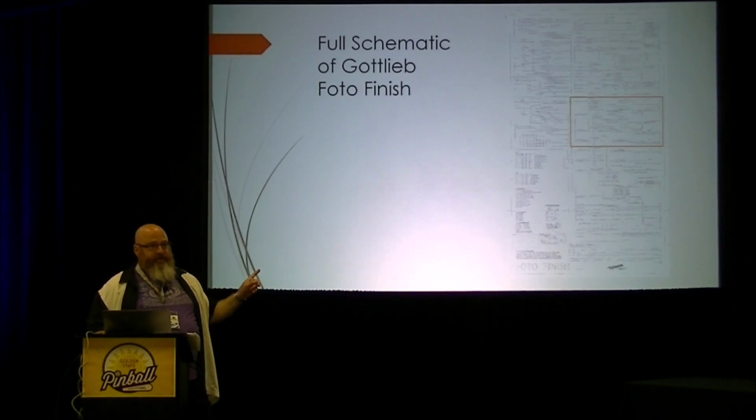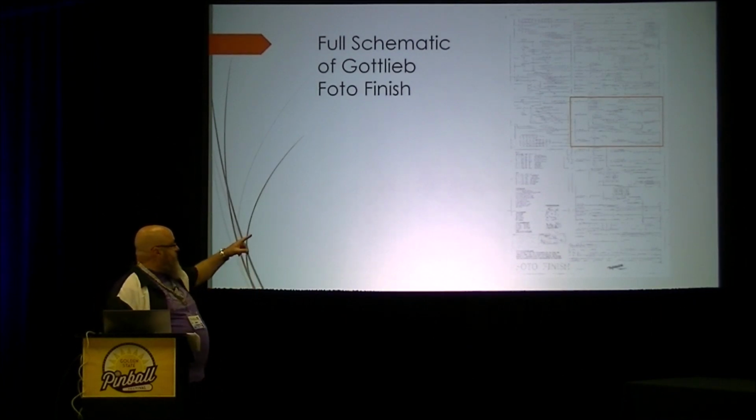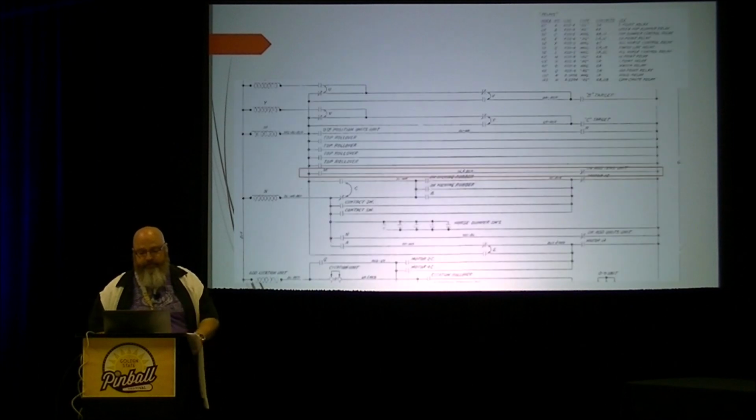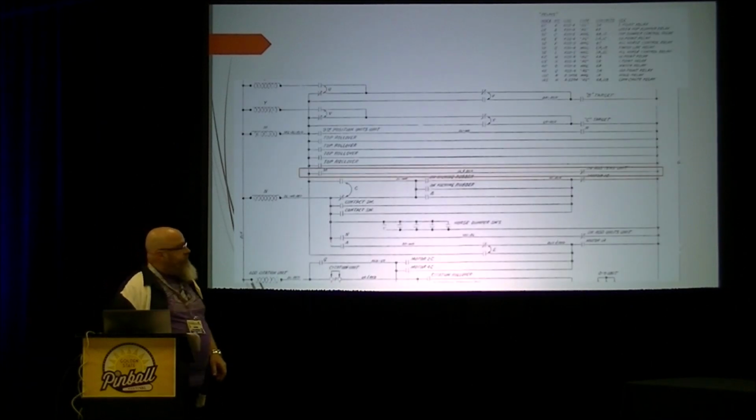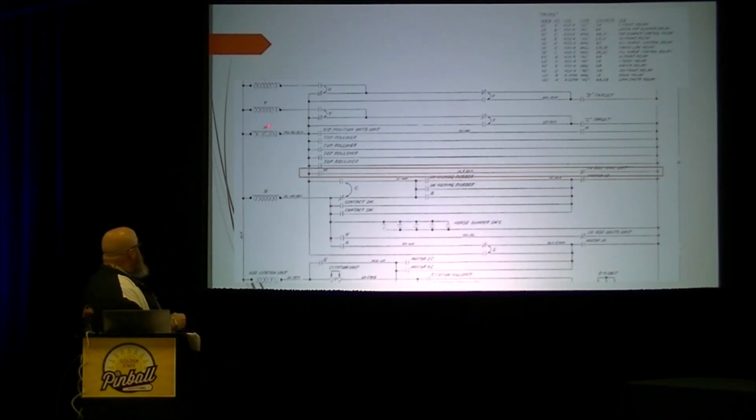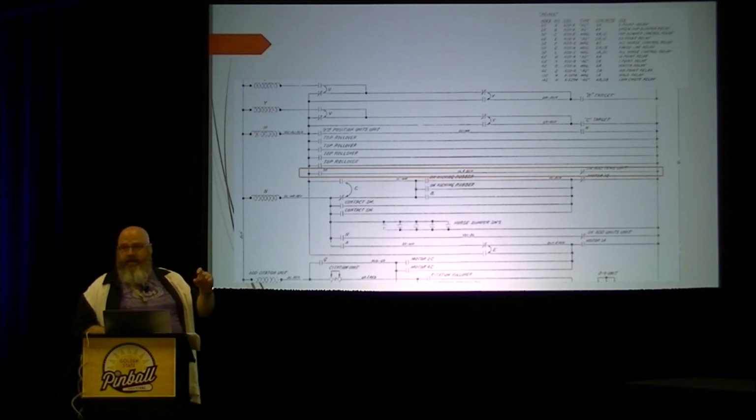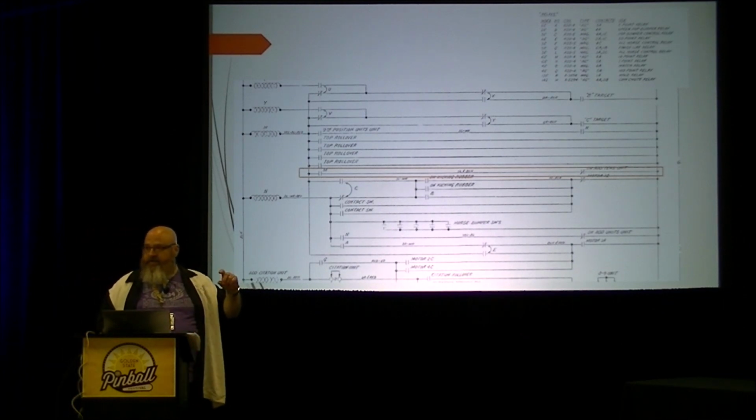So I'm sticking with the Photo Finish schematic, but you can see I'm going to zoom in on a different part of it. And I'm going to show you the M relay. And I did now include the index here. The M relay is the 10-point relay. Okay, so this is one of the scoring relays. They tend to be in the back box.